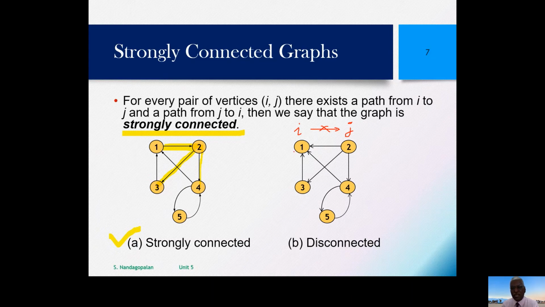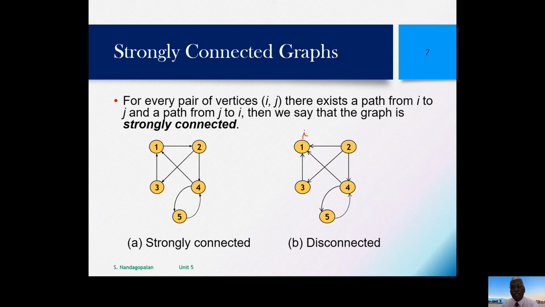Now supposing if I have something like this, and let's take another edge, something like this. In case I'm just talking about I and J only. So I can travel from I to 3, that means 1 to 3, and 3 to 2, that means I to j is possible. But unfortunately, that is not there for the given graph.